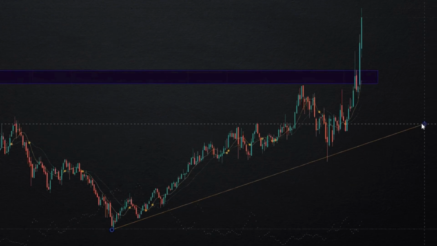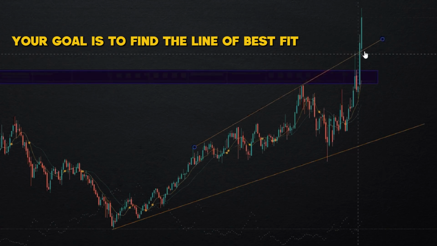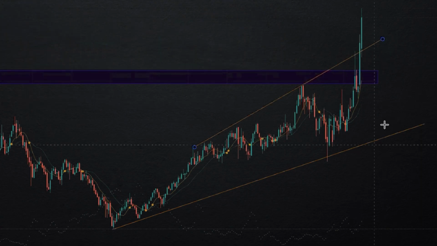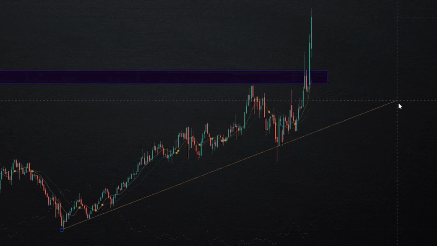The solution is actually pretty simple. Your goal isn't to be a perfect artist. Your goal is to find the line of best fit. You're going to angle and adjust that line until you get the absolute maximum number of touches you can. It's okay if it slightly misses one, or even cuts through another. We're aiming for the most contact possible.